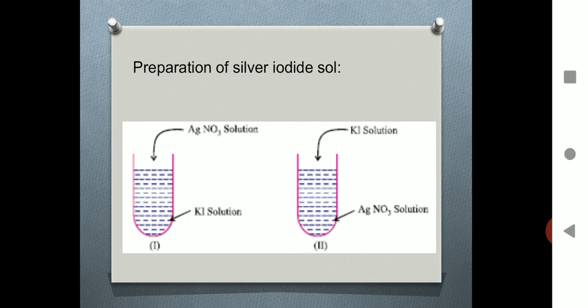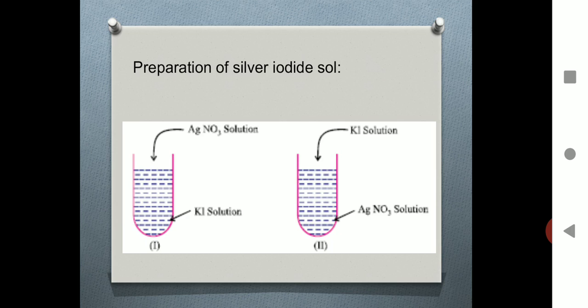Now, since potassium iodide is taken in excess, the iodide ions, which are common with the ion present in silver iodide, will be preferentially adsorbed on the surface of silver iodide particles. And because iodide ions carry negative charge, the colloidal particles will become negatively charged and the resultant sol will be a negatively charged sol. Whereas in the second case, silver nitrate solution is taken in excess and into it we are adding potassium iodide solution dropwise.